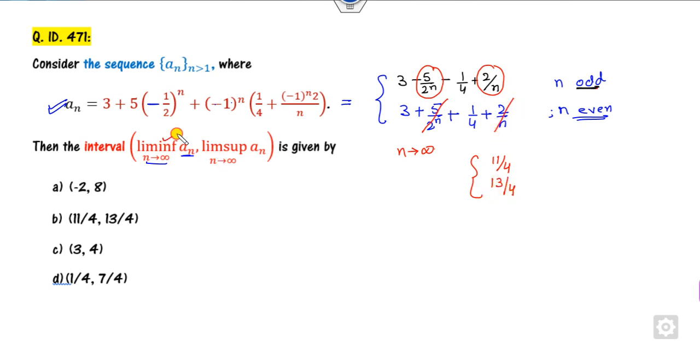Now you have to take the limit supremum as well as the infimum. The minimum value is the infimum, so 11 by 4 and 13 by 4 is the right answer.